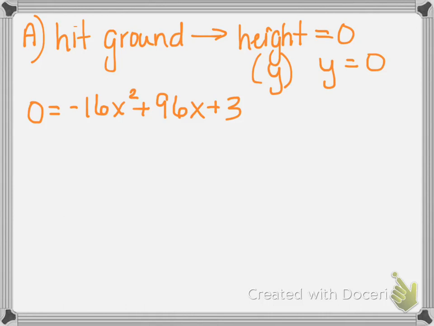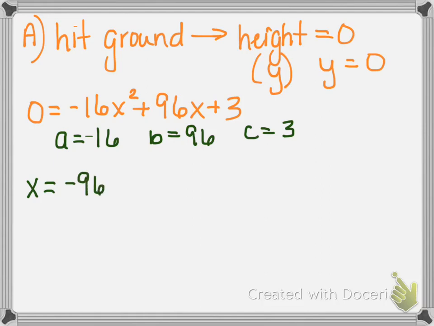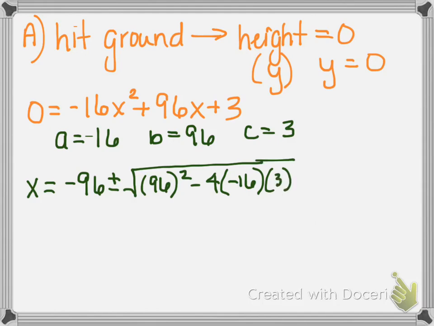So, to do the quadratic formula, first 3 things you need to know, A, B, and C. A is negative 16, B is 96, C is 3. And we plug into the formula. I'm not going to write out the formula again. I'm just going to go ahead and plug it. So, x equals the opposite of b. So, negative 96 plus or minus the square root of b squared. So, 96 squared minus 4 times a, which is negative 16, times c, which is 3. Dividing that by 2 times negative 16.